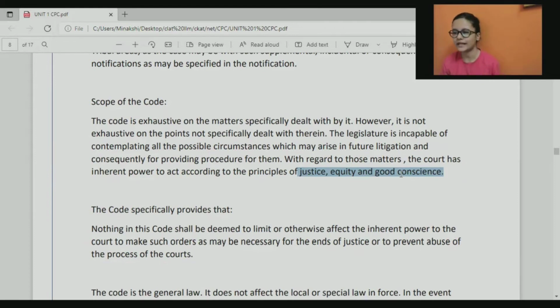So whenever CPC has not mentioned the process, whenever CPC is silent on certain matters, those matters will be dealt with by the court through the principles of justice, equity, and good conscience. The court or the judges will apply their mind, and whatever best they can do in that given situation, they will do that only. Okay.